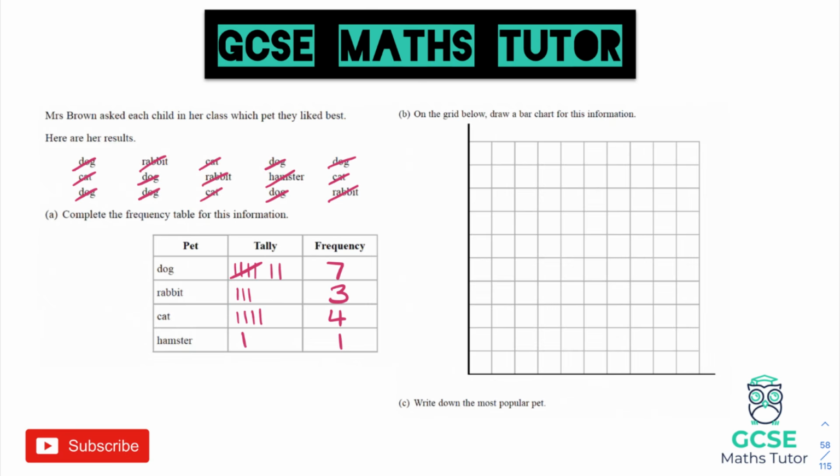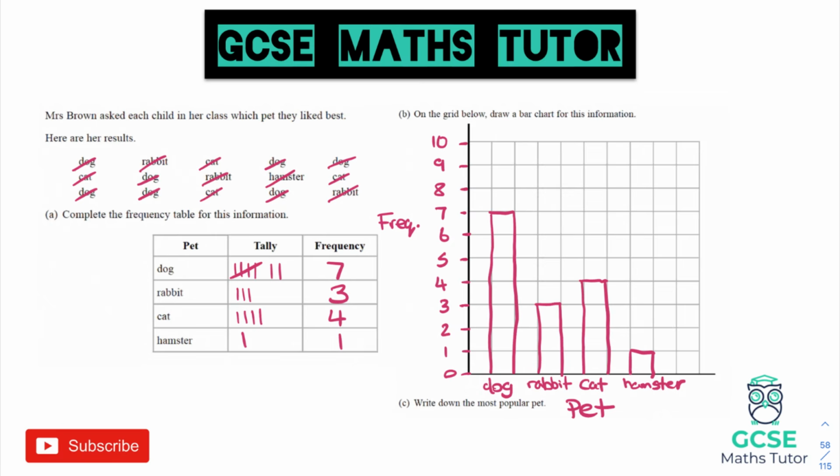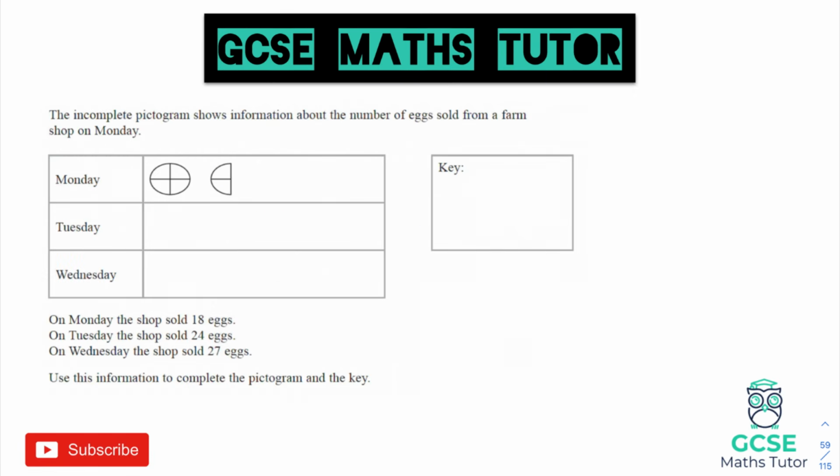If you are going to draw a bar chart, you need to draw it really nice and neatly, so make sure your axes are scaled appropriately and your bars are going to be the same width. Make sure they're all labelled, make sure it's all nice and clear, and make sure if you are asked about an average, you write the answer.